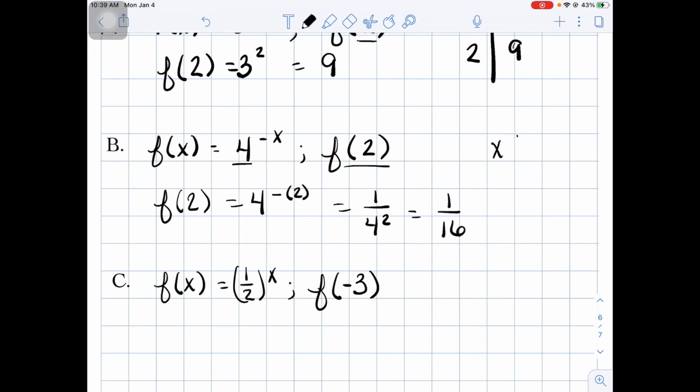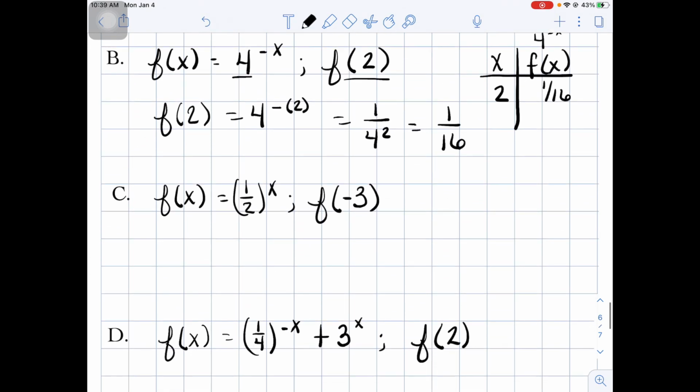So if we think about this in terms of a table, when we input, our input is our x, we put in 2, we get out, for this function, 4 to the negative x, we get out 1/16.